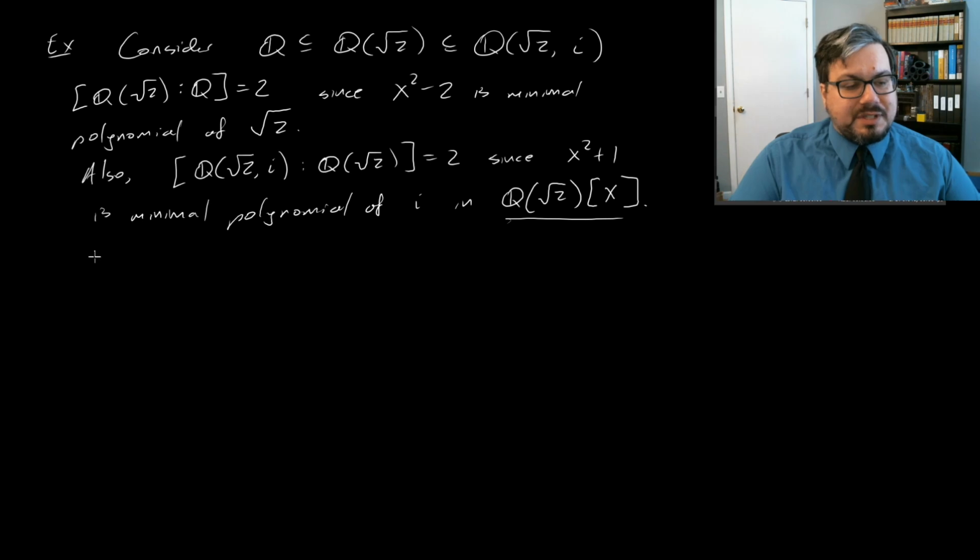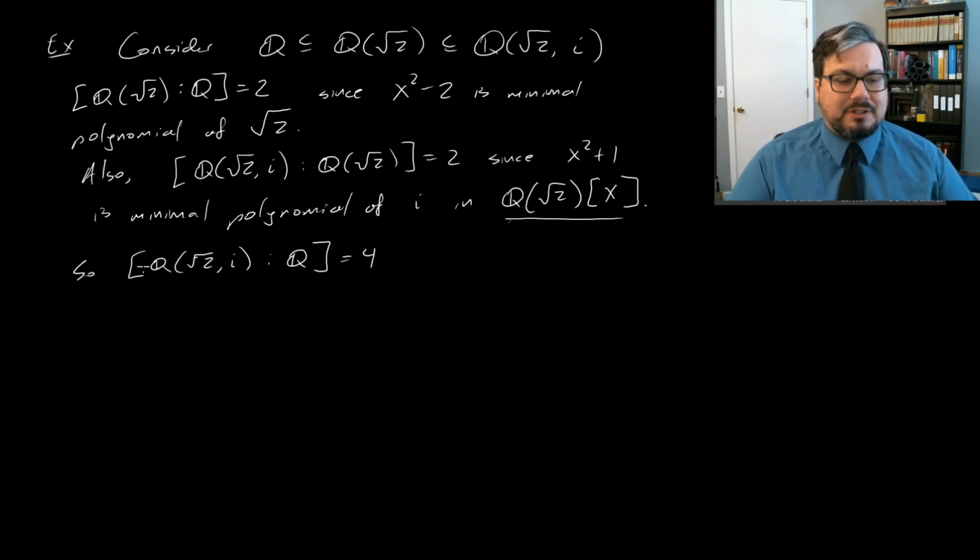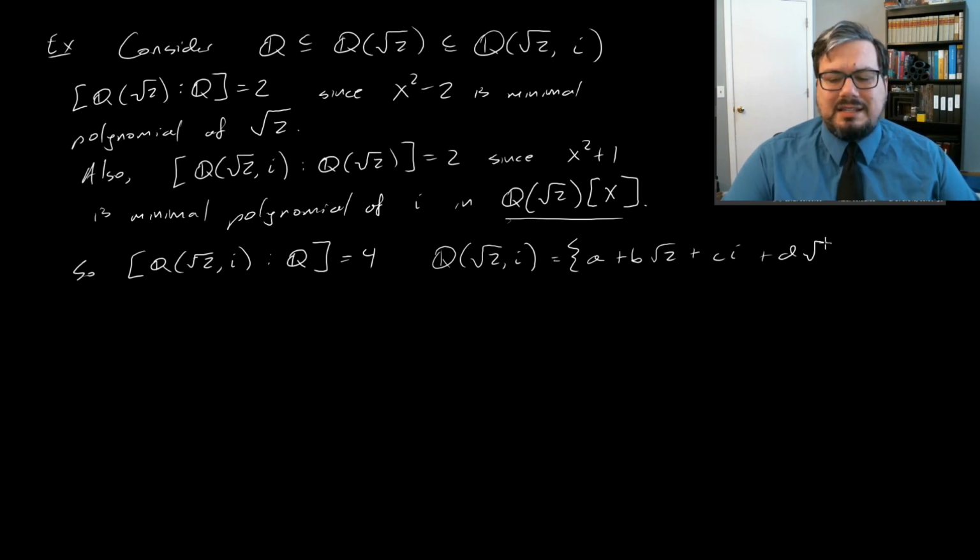So we can use this to conclude that the degree of Q(√2, i) over Q is equal to 4. So as a Q vector space, the field Q(√2, i) has dimension 4 over Q. In fact, we can see exactly what that looks like by seeing that all elements of this field can be written in the form a + b√2 + ci + d√2i, where a, b, c, and d belong to Q.